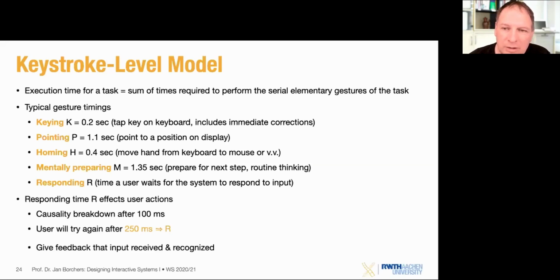You might say, well, but while the system is doing something, the user isn't actually busy. So why are we not just parallelizing it? Well, obviously, sometimes you need to wait for the system to complete. And also, we already know that after 100 milliseconds, the idea of causality breaks down. So if the system delays things for much longer, the user will try again after about a quarter of a second, which then adds to the response time.